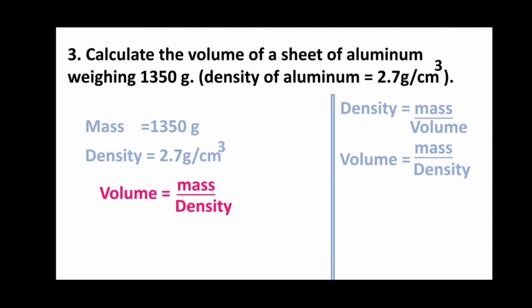Now let us substitute the values, that is equal to 1350 gram divided by 2.7 gram per centimeter cube. Now we have to do the calculation. Since a decimal point is there in the denominator, for doing the calculation, let us multiply both the numerator and denominator with 10 so that this decimal point will be removed. So we will get as how much?